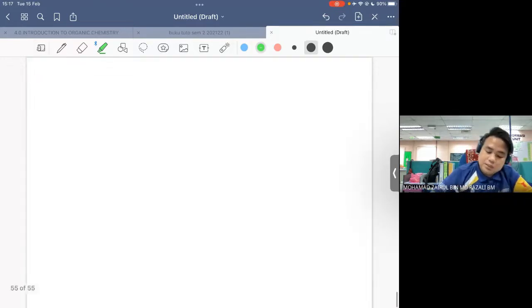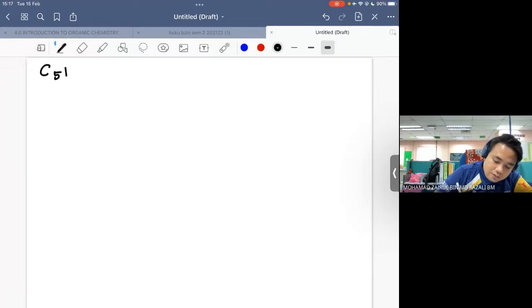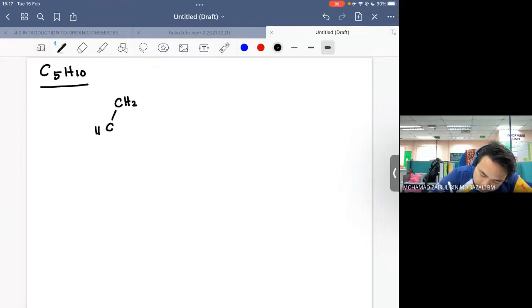So, for example, kalau saya ada a molecule with a molecular formula of C5H10. Kalau molecule with this molecular formula, the shape dia adalah macam ni. Dia bentuk pentagon.